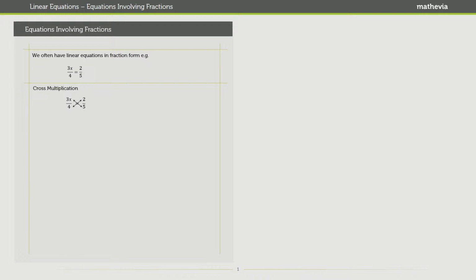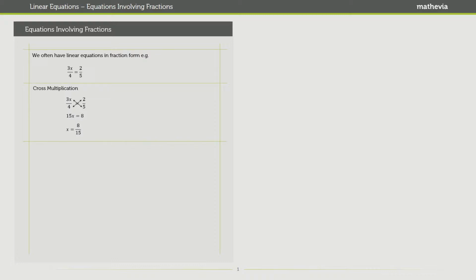So now what you have is 15x, i.e. 3x times 5, equals 4 times 2, which is 8. It's actually that simple. From this point on, you just divide both sides by 15, and you'd have that x equals 8 over 15. Very simple. That's how you solve equations of this form.